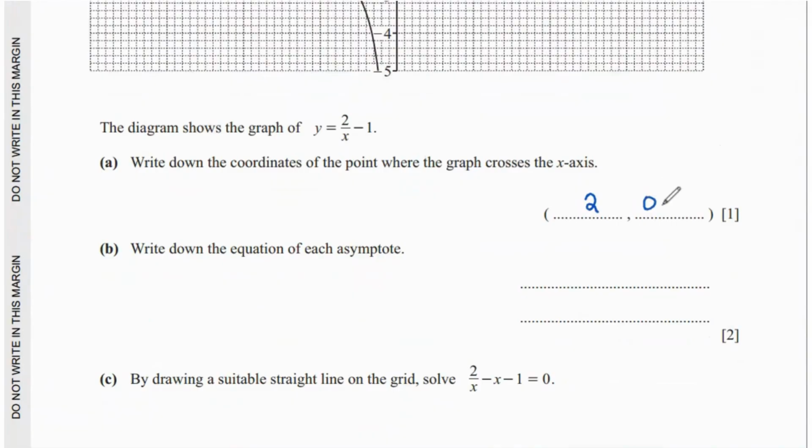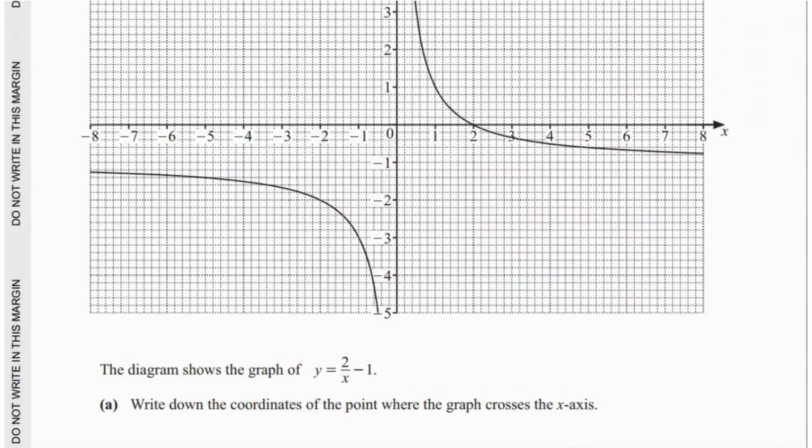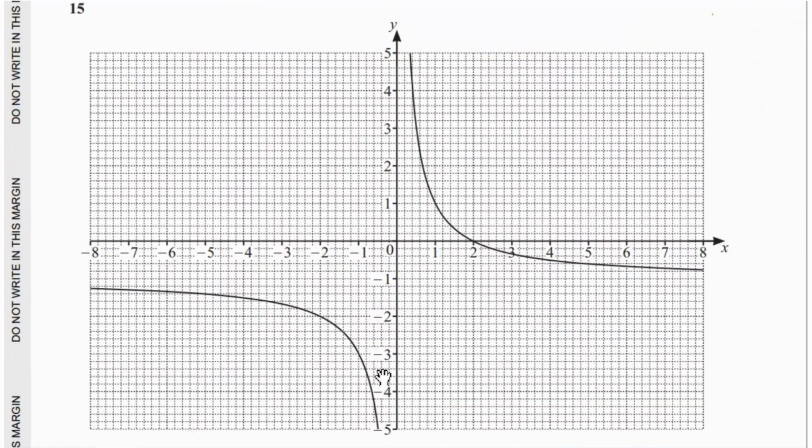Then it says, write down the equation of each asymptote. Now, an asymptote is a line your graph is not passing through. So I'll show you what that is. If you notice, your graph is not touching the y-axis over here. If it's not crossing it, that means it doesn't exist over here. And because of that, that line becomes your asymptote. So in this case, your y-axis is clearly your asymptote.